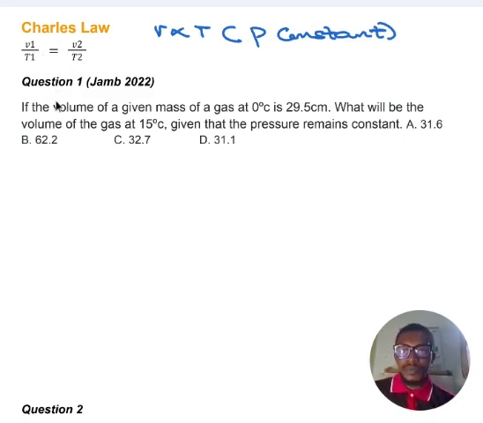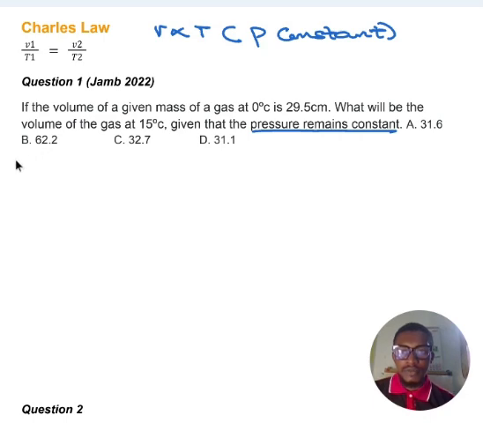Question 1 says: if the volume of a given mass of a gas at 0 degrees Celsius is 29.5 cm cube, what will be the volume of the gas at 15 degrees Celsius given that the pressure remained constant? From here you were told that the pressure remained constant, so obviously this is marked as Charles' law. So let's write out the parameters. The first thing is to write out your parameters.